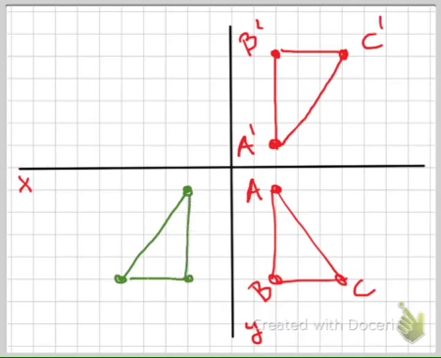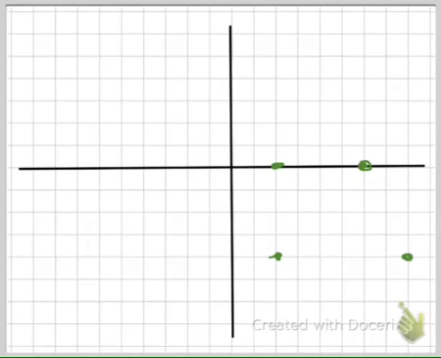Let me put a trapezoid up here so that 2 of the points are on the x-axis. So here's my trapezoid, and let's call this point A, point B, C, and D. What's going to happen to points A and B when I flip them over the x-axis? Yeah, they're going to stay there. I can't really flip them over the axis because they're already on the axis. So point A and B are going to stay there.